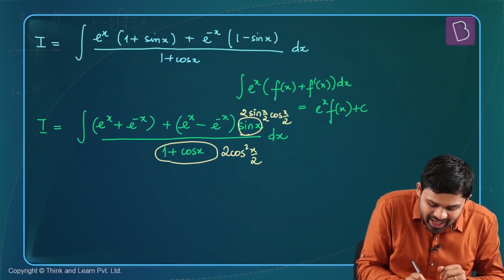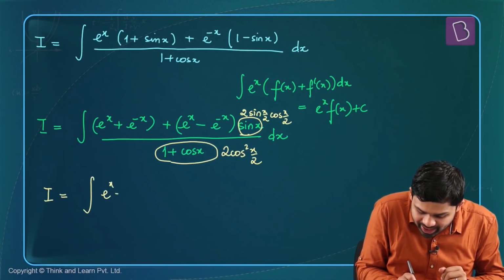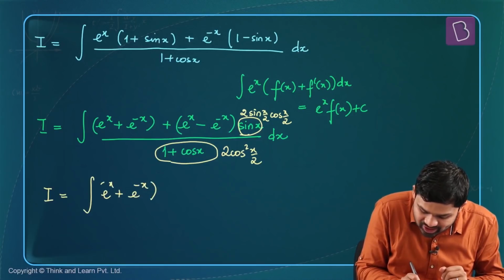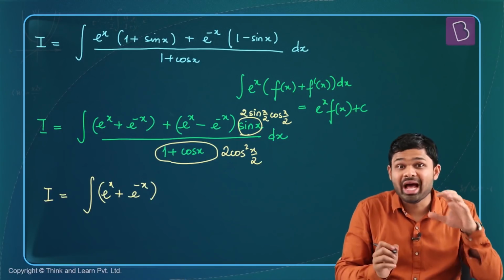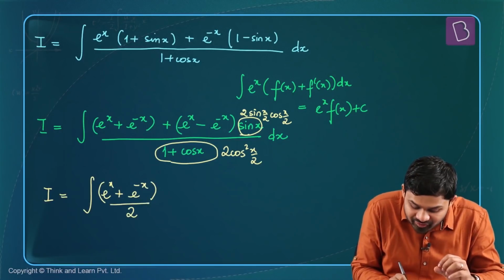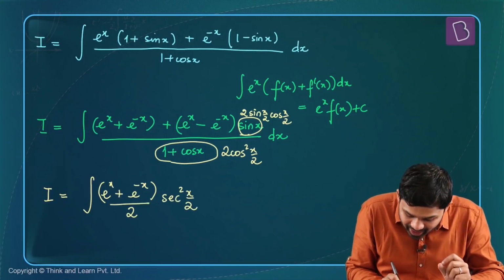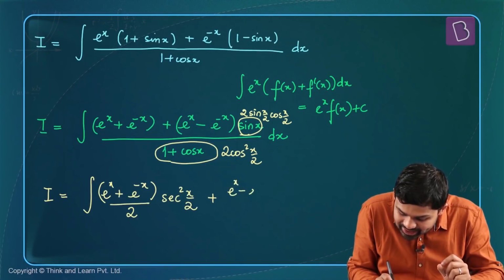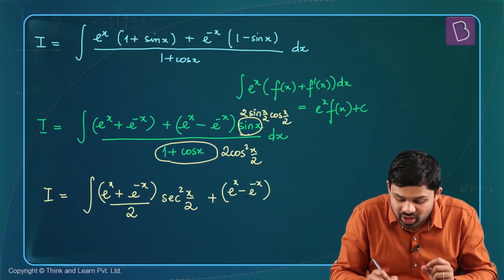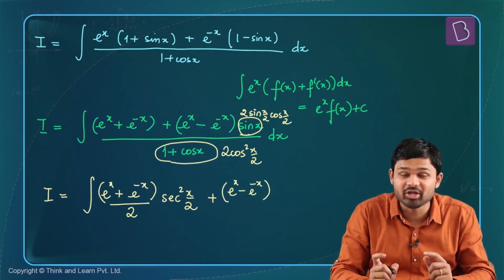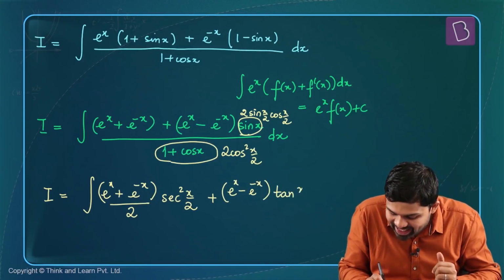So now look at what we have. I is nothing but the integral of e power x plus e power minus x, and that is being divided by 2 cos square x by 2. That is nothing but 1 half secant square x by 2, right? Plus you have e power x minus e power minus x. What is that multiplying? Well, the 2's will cancel out. One of the cos x by 2 will cancel out and you'll be left with sin x by 2 divided by cos x by 2, which is nothing but tan x by 2.